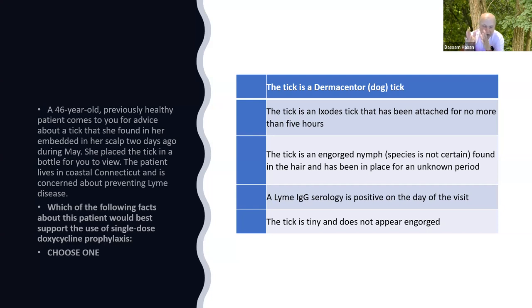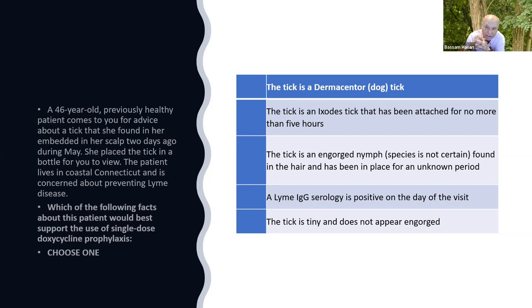Yes, for no more than 5 hours. So 5 hours really does not transmit Lyme disease. The tick is an engorged nymph. The nymph is the second stage of the tick, all right? And it is the most notorious, the most infectious. And it says engorged. When it is engorged, this means it's been there for more than 24 hours, 36 hours. If somebody has a Lyme IgG serology that is positive, this is an old thing because you don't get positive serology on the same day. This takes at least 4 weeks.